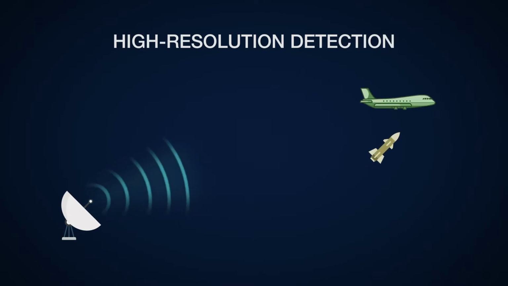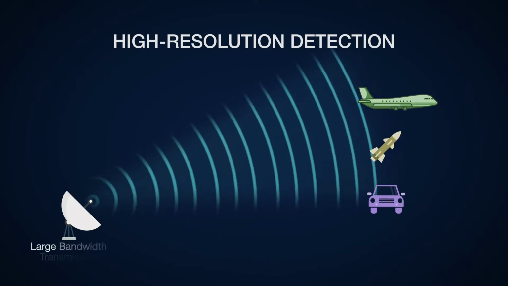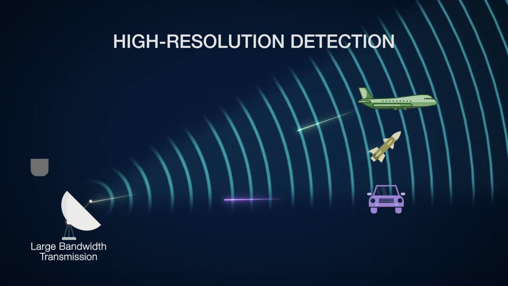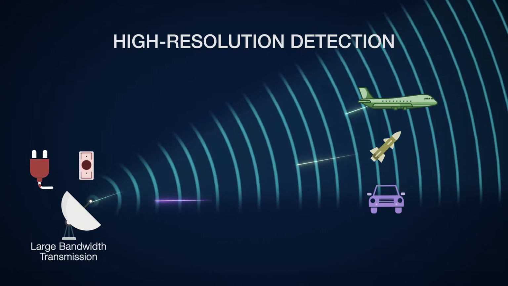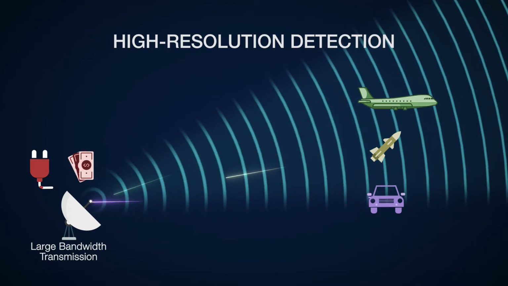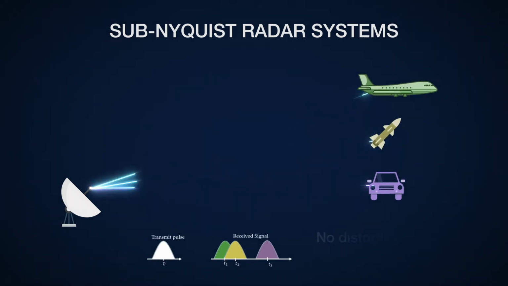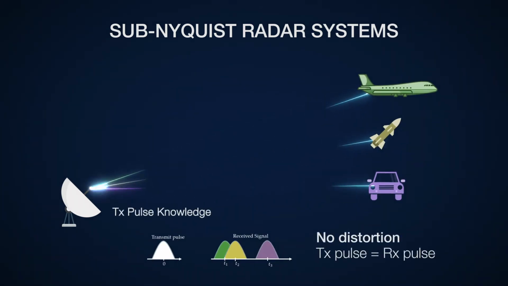In traditional radar systems, in order to obtain high-resolution range estimation, a large bandwidth transmit pulse is required. Such transmission demands a high sampling rate receiver, which is both expensive and power-consuming. An available alternative is to employ sub-Nyquist radar systems. These systems combine the knowledge of the transmitted pulse together with the received signal model to enable low-rate sampling.